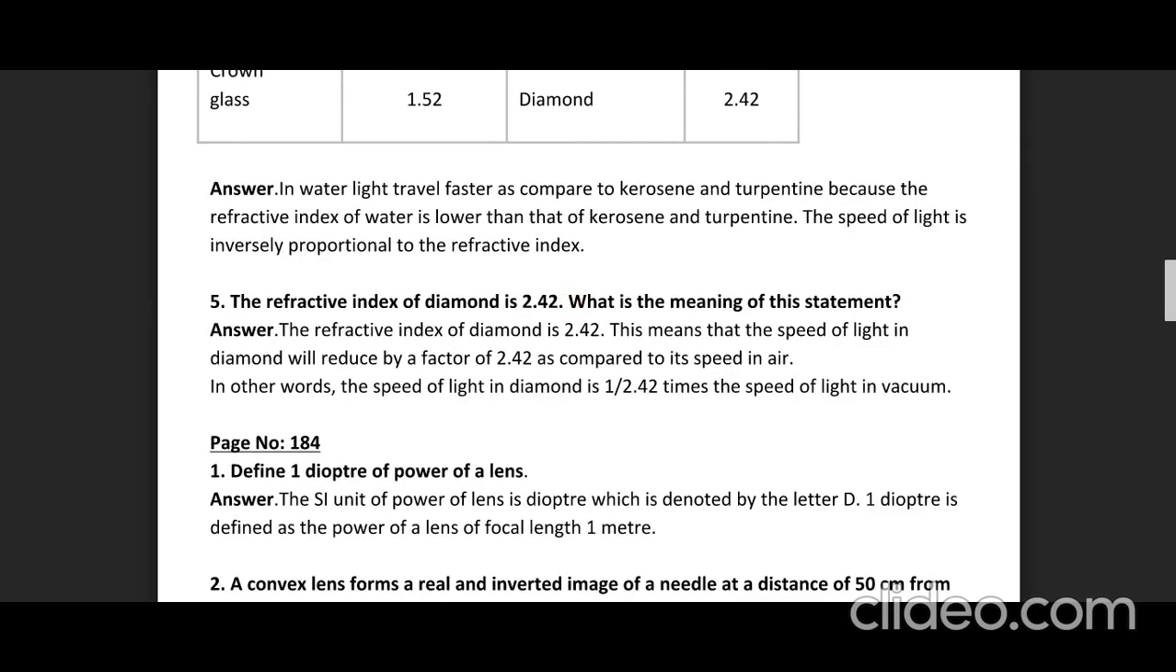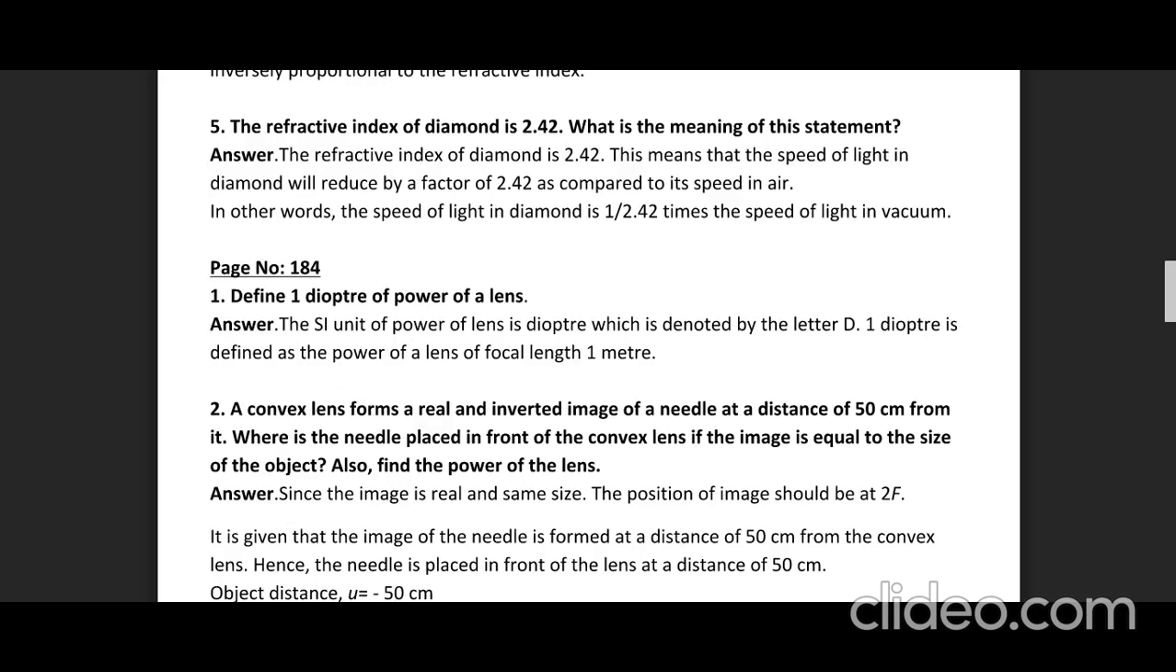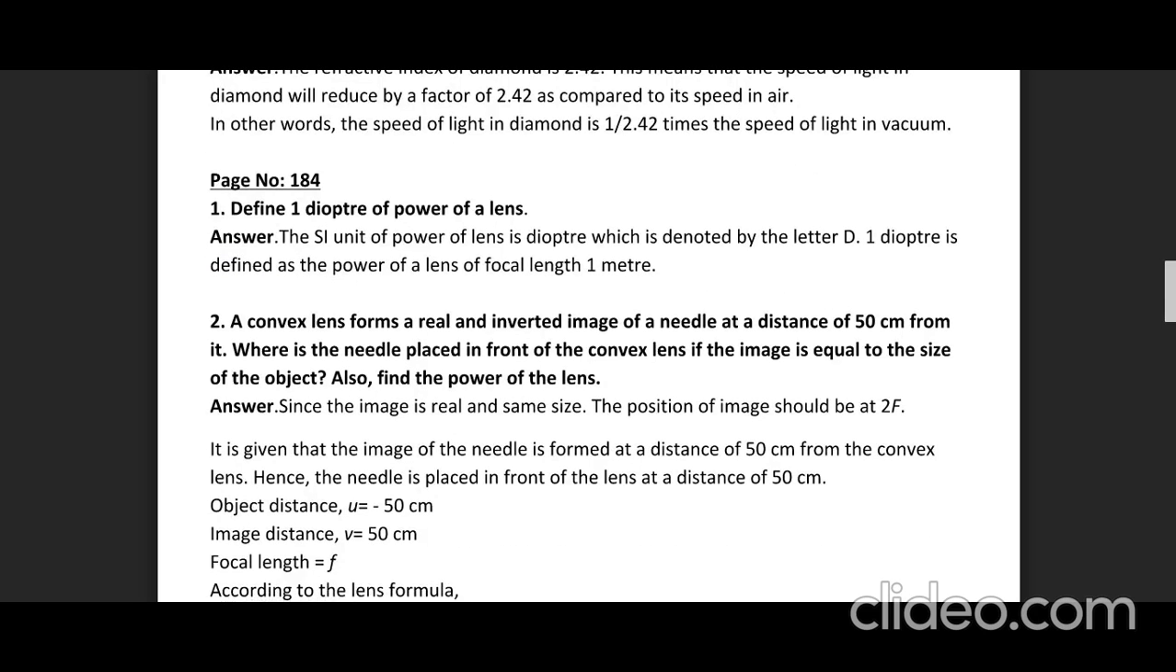What is the meaning of this statement? Just now I have discussed कि in case of diamond, 2.42 refractive index means that the speed of light in diamond is 2.42 times slower than that of the air, right? In other words, the speed of light in diamond is 1/2.42 times the speed of light in vacuum or air, right? Next is define one diopter power of the lens.